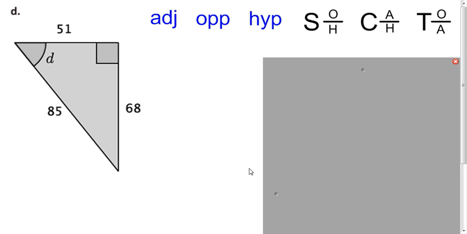Here's an example where we have all 3 sides. Look, you try to figure out the measure of angle D, and then I'll show you different ways we could solve this problem.